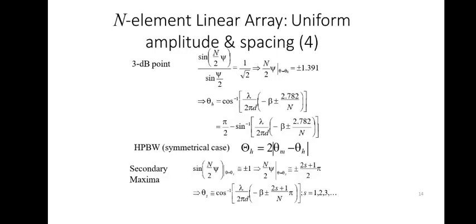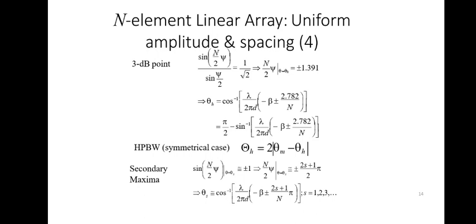So now this is an n-element linear array with uniform amplitude and spacing, and now we come to the 3 dB points. So sin(nψ/2) / sin(ψ/2) is equal to 1 by root 2, because the 3 dB point is at 45 degrees. Therefore 1 by root 2, which is equivalent to the.